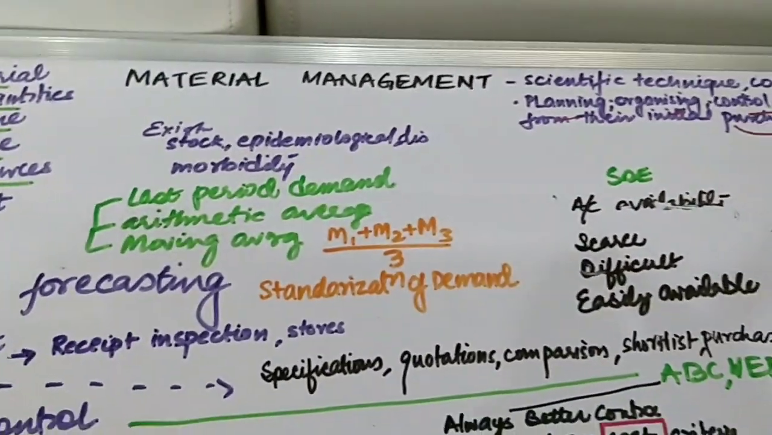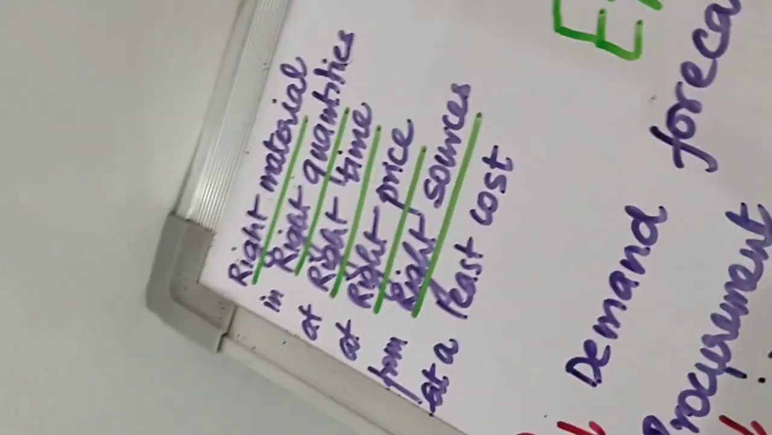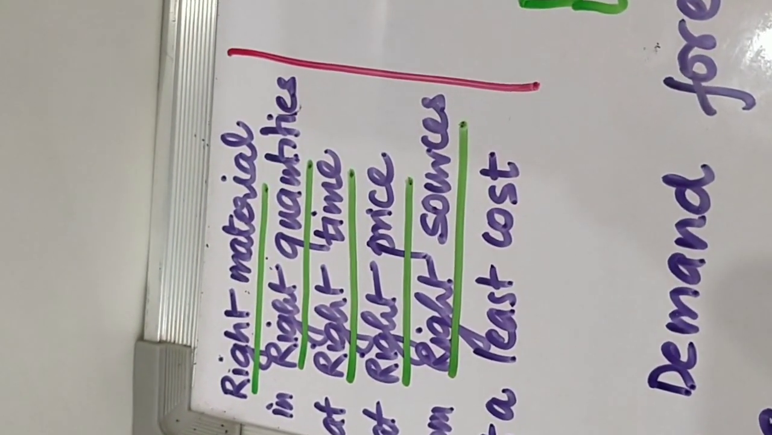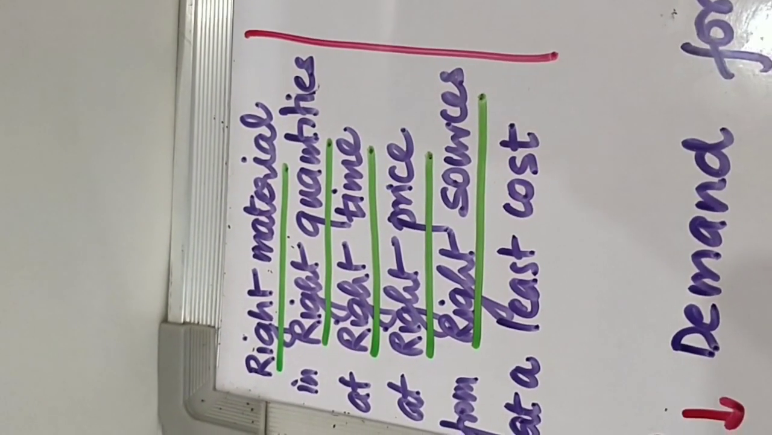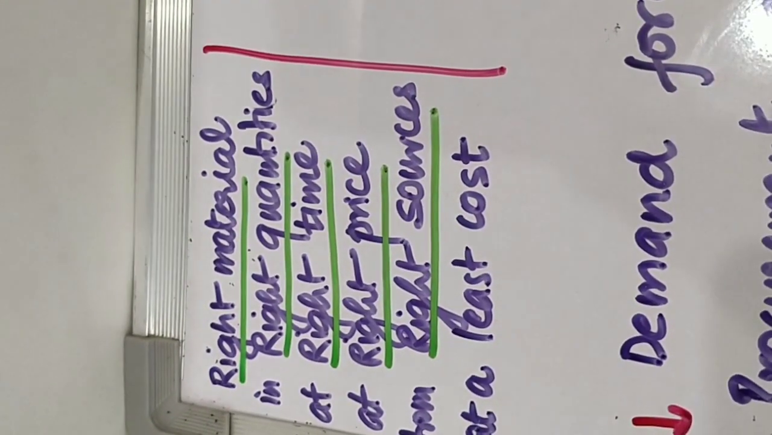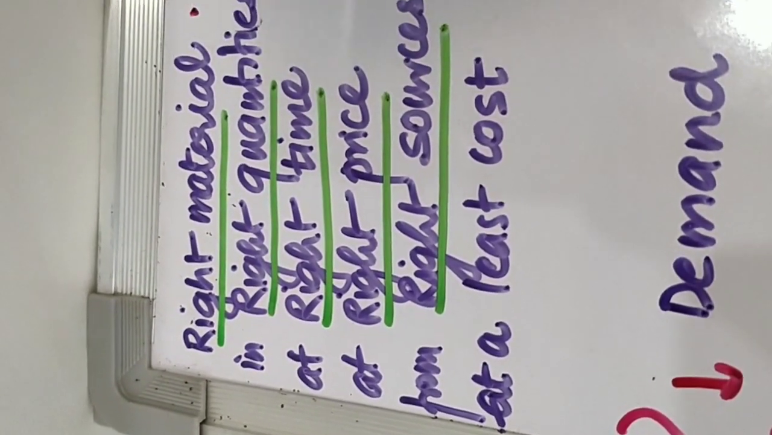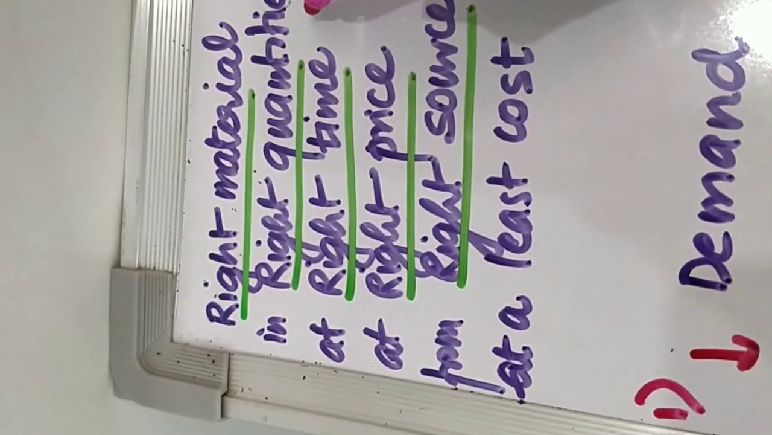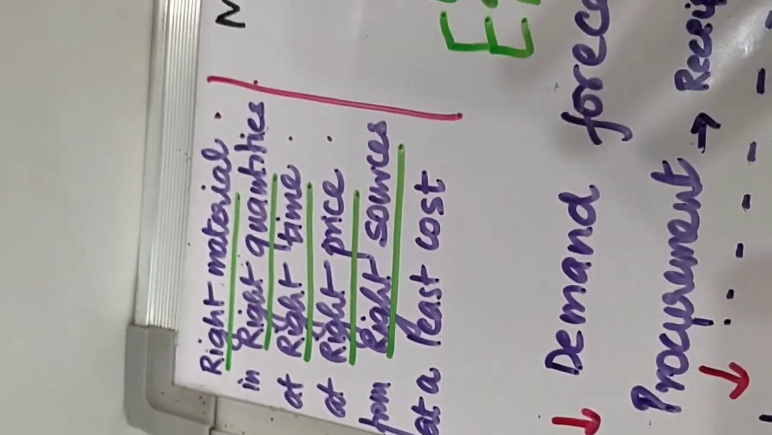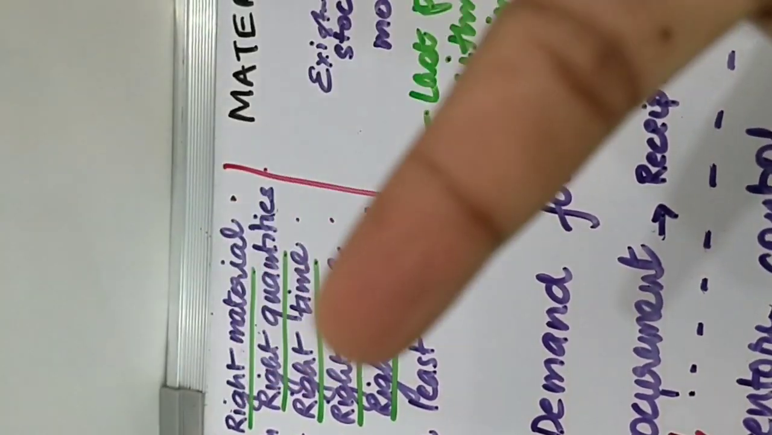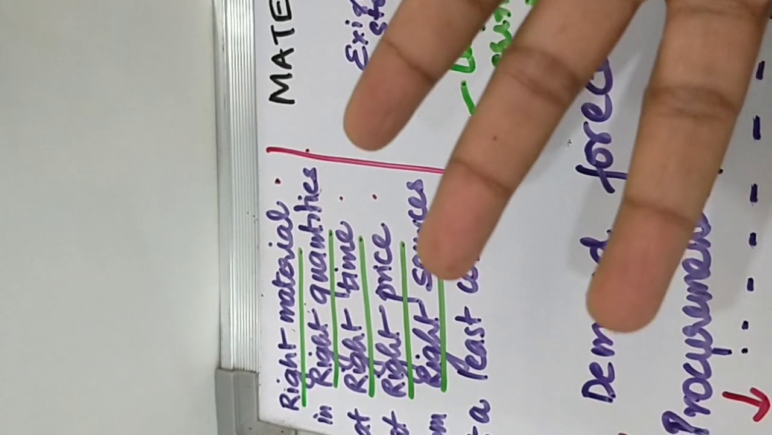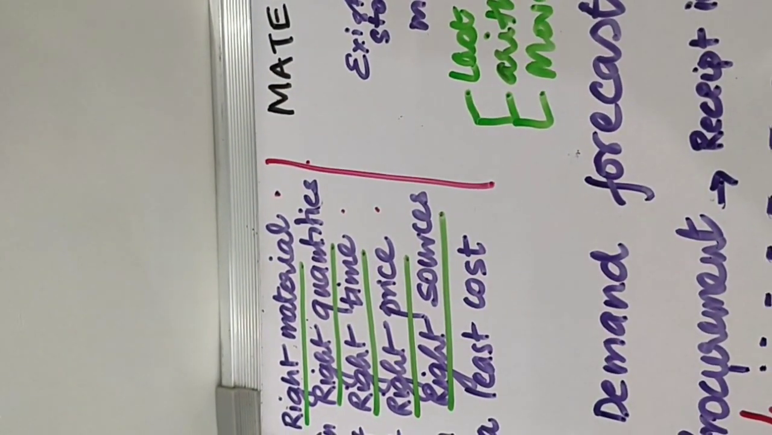So this material management basically, if we have to say it, we'll say it in this way: it is the right material in the right quantity, at the right time, placed with the right price from the right sources at the least cost. So the right material is there in the right quantity at the right time, it is available to us with the right price and from the right sources. Okay. So 5 things, right? 1 material, 2 quantity, 3 time, 4 price and 5 sources. Material, quantity, time, price and sources. Okay.